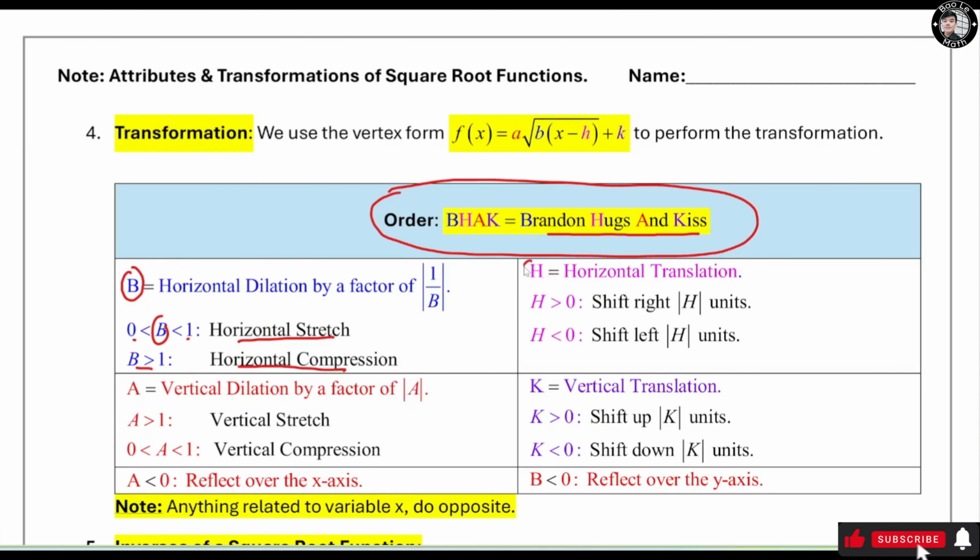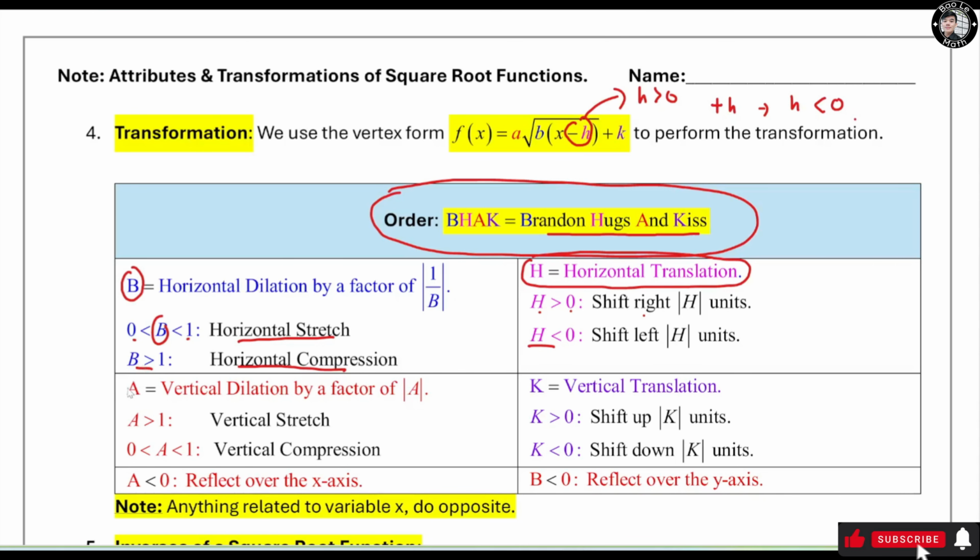Now, next one, h represents the horizontal translation. h greater than 0, shift to the right, absolute value of h units. h less than 0, shift left, absolute value of h units. Alright, keep that in mind. This guy right here means h positive, right? If you see the plus h like this, which means h negative. So keep that in mind.